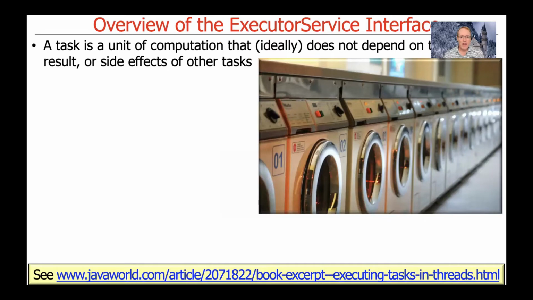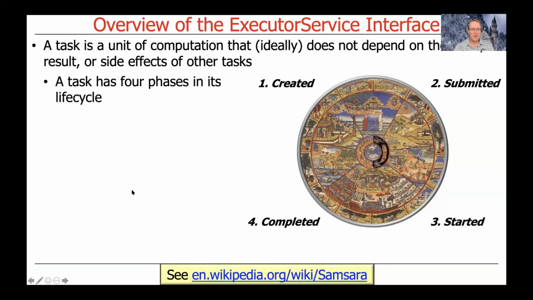So just a quick recap of what a task is. We've talked about what tasks are before. A task is a computation that ideally does not depend on the result or the side effects of other tasks. So you'd like it to be as independent of other tasks as possible. And of course, the analogy I always like to use there is doing your laundry, where you don't have to worry about dependencies between different loads of clothes.